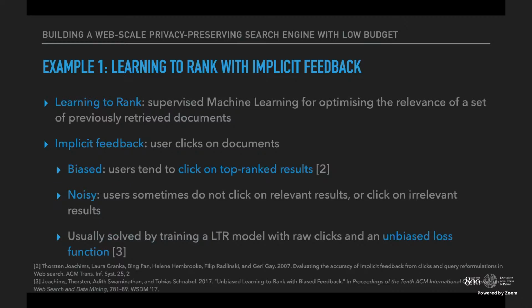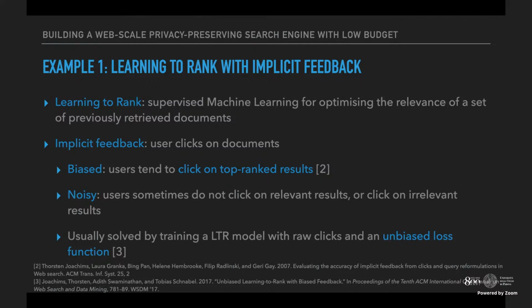The first one was learning to rank with implicit feedback. Learning to rank, if you're not familiar with it, is basically supervised machine learning for optimizing the results that you're going to present to the users. As Petra said, she presented some results of using, for example, BM25 with re-ranking with T5. So learning to rank would be the second step of re-ranking. It happens after a first phase of retrieval, and then afterwards you apply some fancy models to re-rank the results. Implicit feedback is basically user clicks on documents.